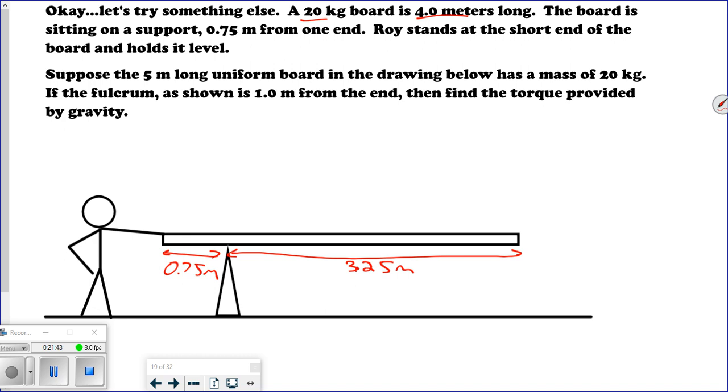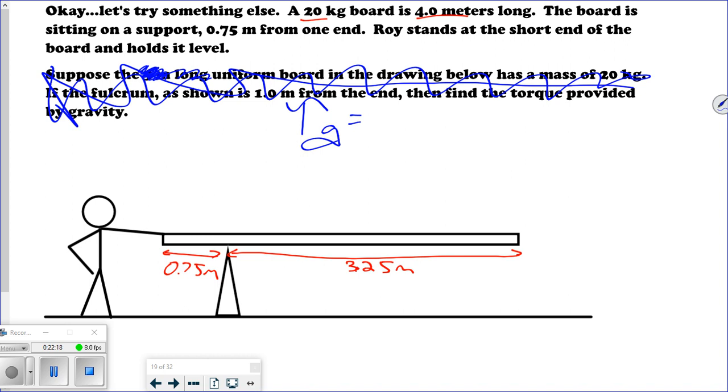The board is uniform. I don't know why it says here that it's 5 meters long when it clearly says that it's 4 meters long. Who wrote this problem? Just ignore this whole paragraph. Okay, here's our deal. The board is uniform, and Roy is kind of holding it. What I want you to do is calculate the torque produced by gravity. Torque produced by gravity is what?